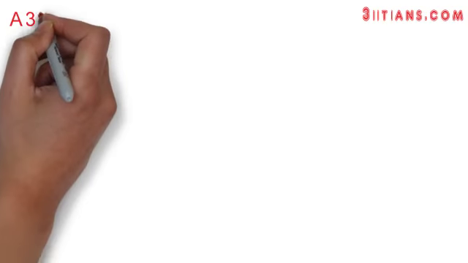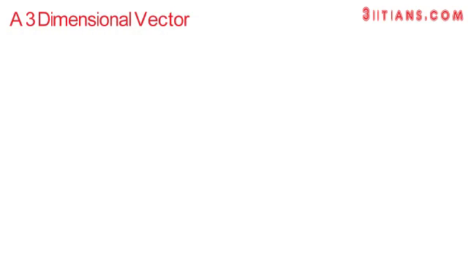In this lecture, we are going to discuss a three-dimensional vector. We will learn how we represent a three-dimensional vector in i j k form. And we are also going to learn that if a three-dimensional vector is given in the i j k form, how we can find the various properties of the vector.